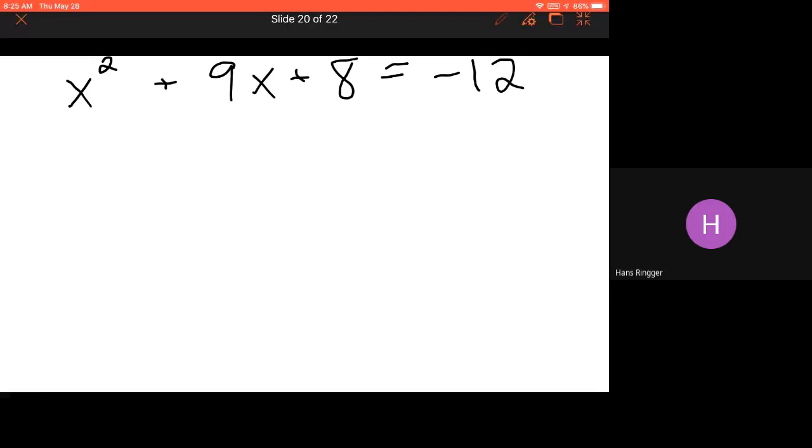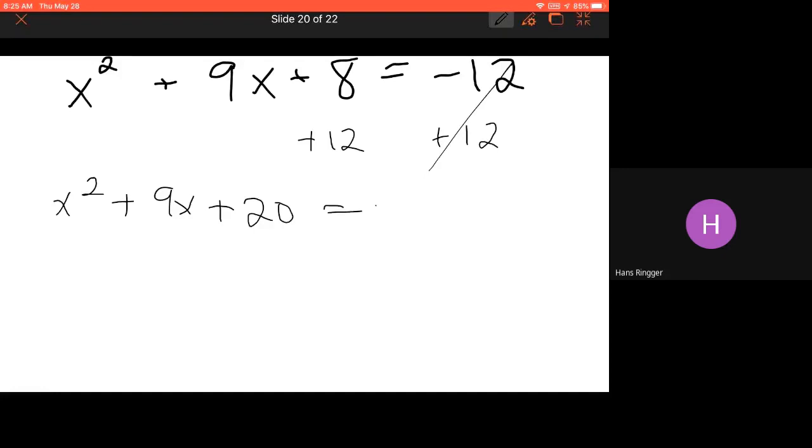Using our 3 steps. So step number 1, set the equation equal to 0. Let's add 12 to both sides, set it equal to 0. So those are going to cancel out, and we're going to get a new equation. x squared plus 9x plus 20 equals 0. We have set our equation equal to 0. All right, now we need to factor the equation. Some of you might be tempted to factor the original equation, but remember, we need to set it equal to 0 first. This is an important step.